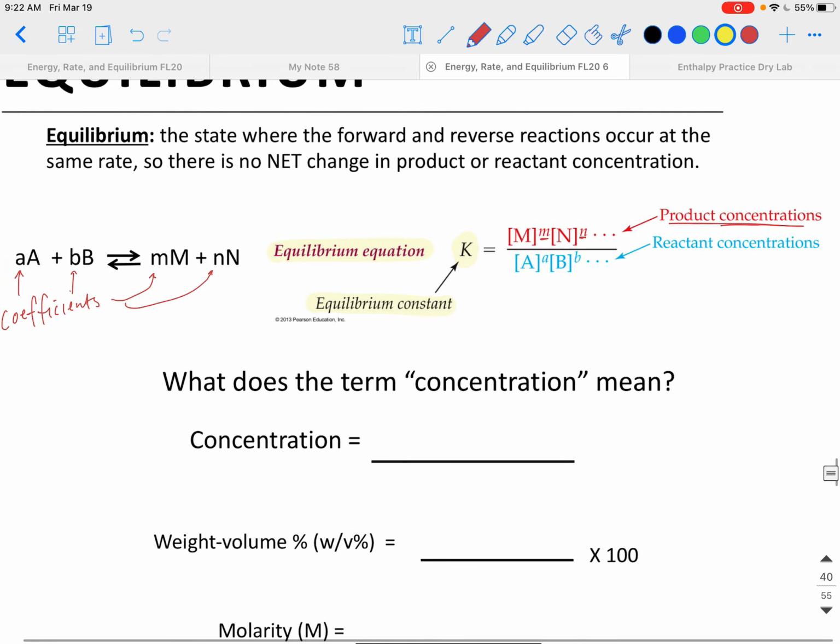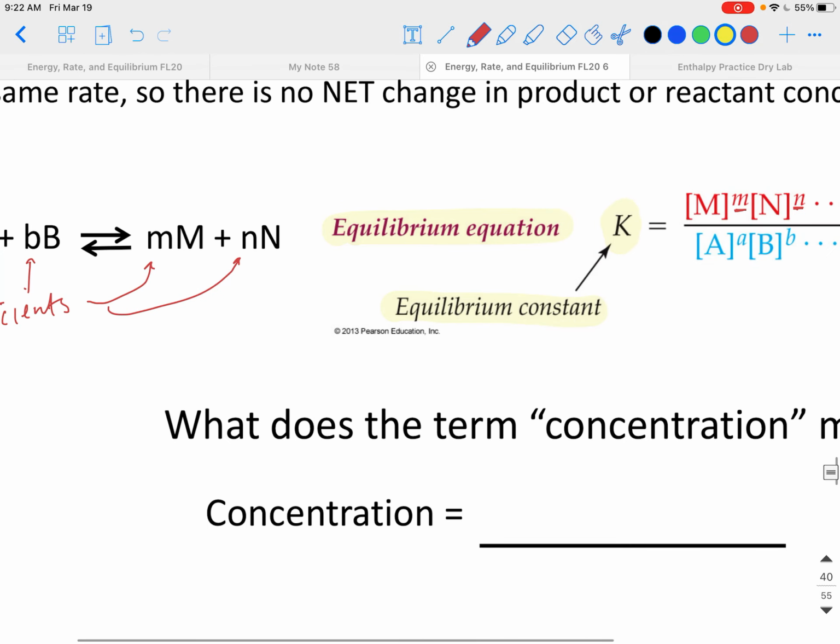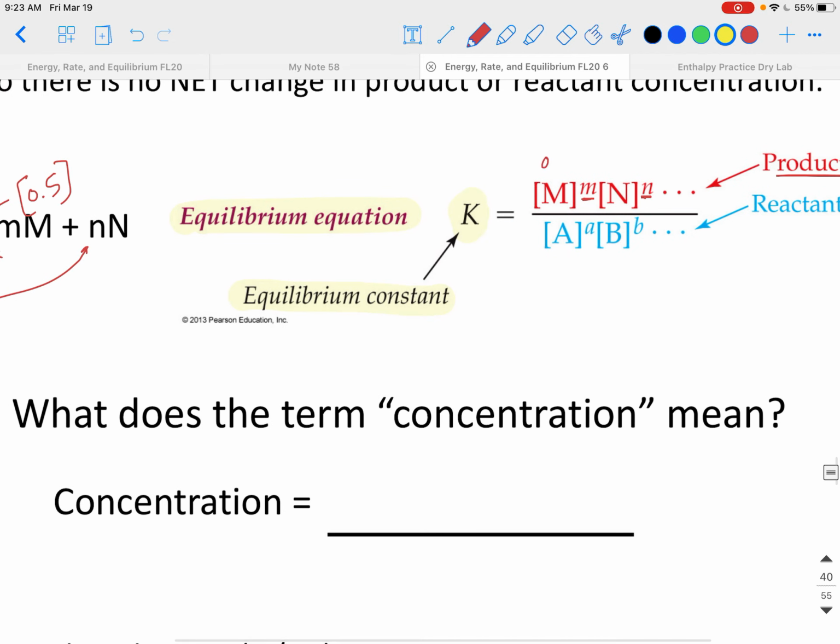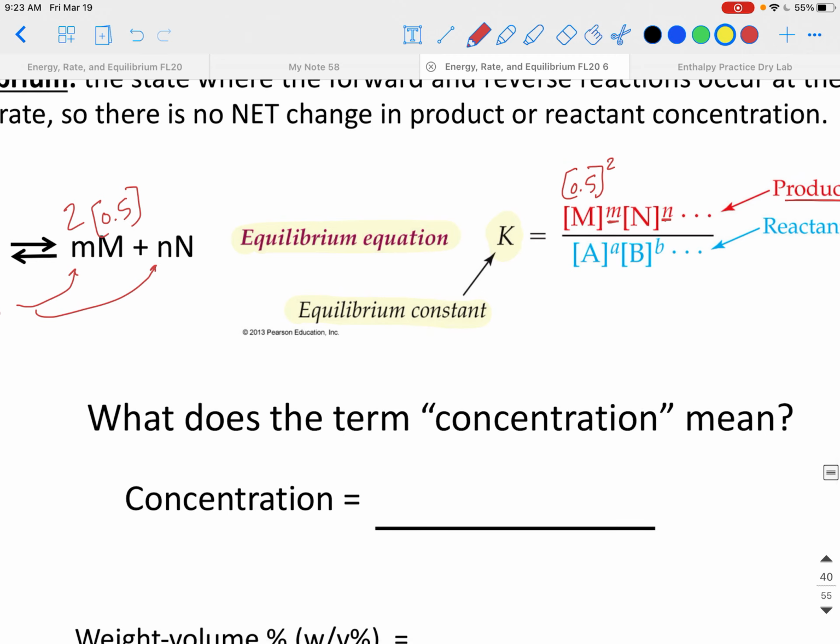So let's say concentration of M is like 0.5 moles per liter, something like that. We'll define concentration in a minute. And then let's say we have a 2 in front of our M. What that would mean is you would have 0.5 raised to the power of 2. You'd square it. All right, so it's just an example. We're going to dive into this more and work more examples of this in a minute. I'm just kind of showing you how to plug numbers in.